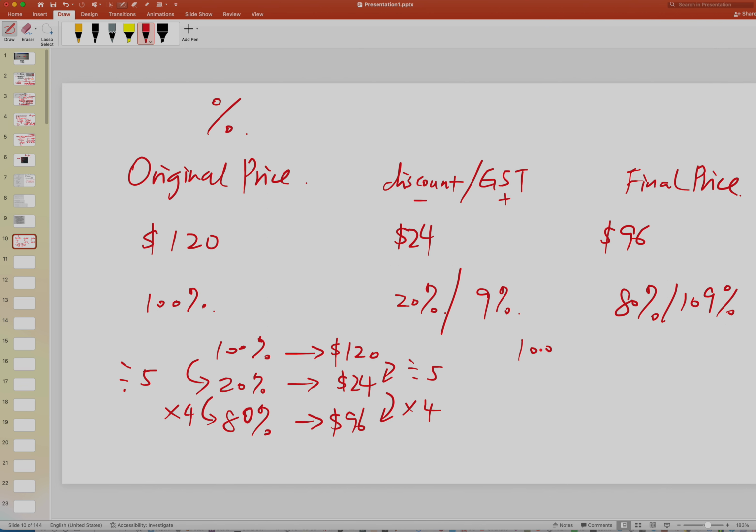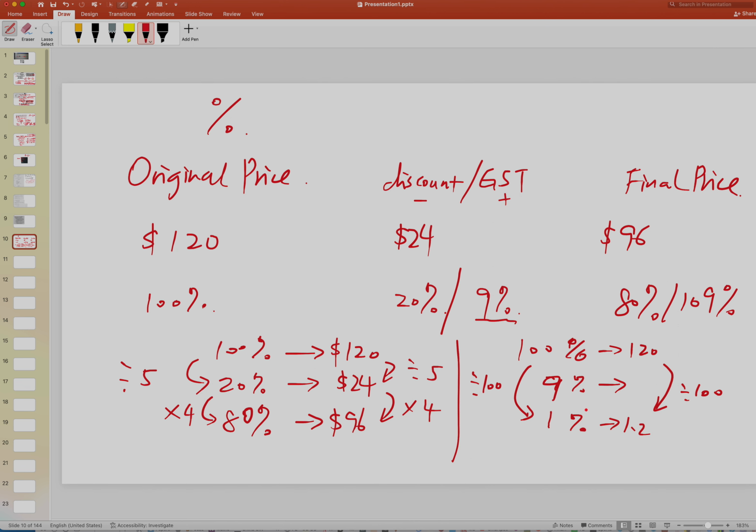So similarly, 100% now I'm talking about GST. So just now, this one is for discount. This one is for the GST. So 100% is what? 120. So 7% is how much? So before you can find 7%, or 9%, I'm sorry, because 9%. So in order to find 9%, I think it's easier if you find the 1% first. So 1% is you divide by 100, right? So this one you also divide by 100. Yes, 1.2. So that will give you 1.2, right?